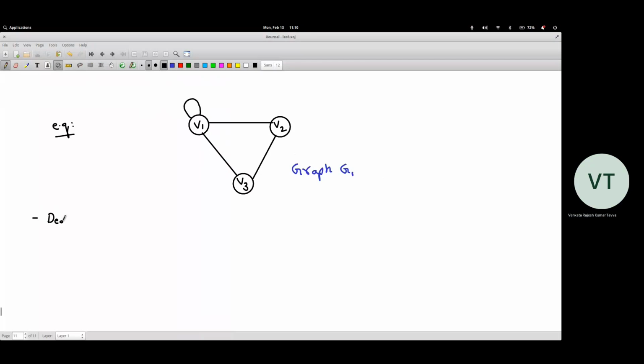So next definition is degree of a node. What is the degree of a node? Number of edges connected to a node. That's all.